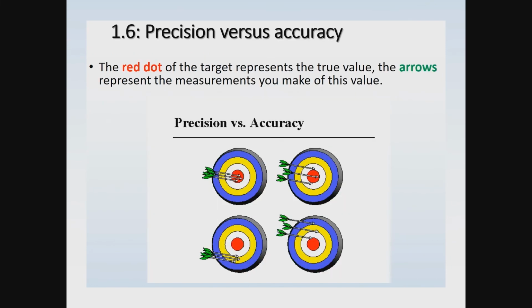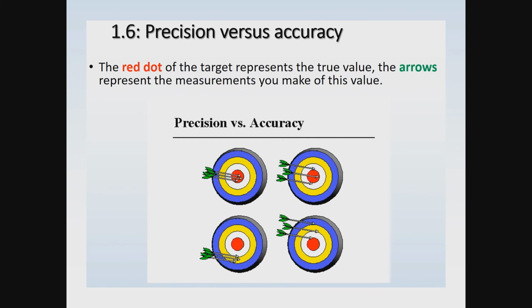So as a next to final slide, let's look at this in a qualitative way. Let's look at these bullseyes here. I want you to think of the red dot in the center of the bullseye as the true value and the arrows as the measurements. When you're looking at those arrows as measurements, are those measurements accurate or not, or are they precise or not?